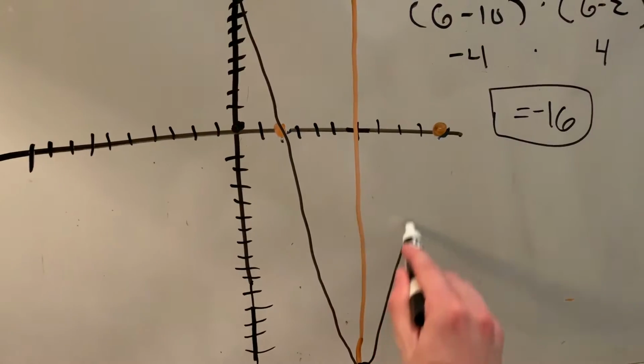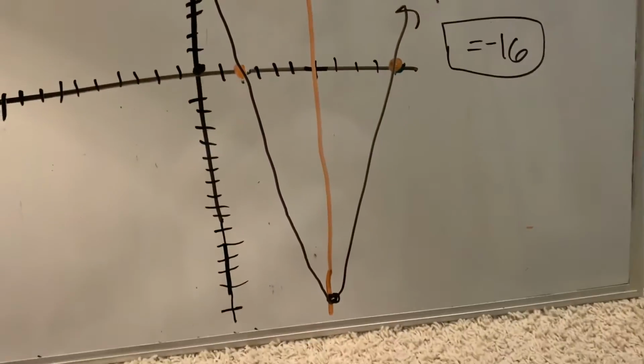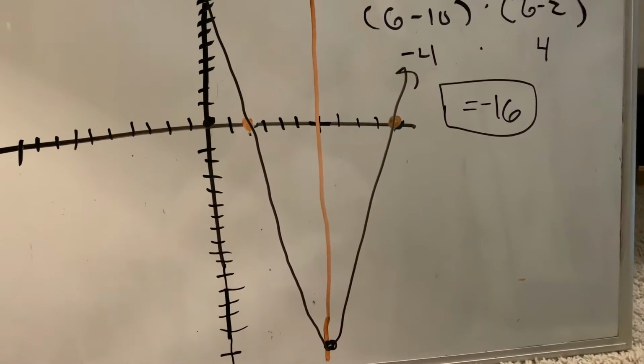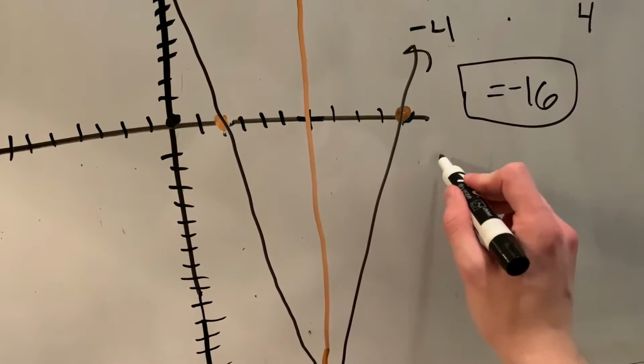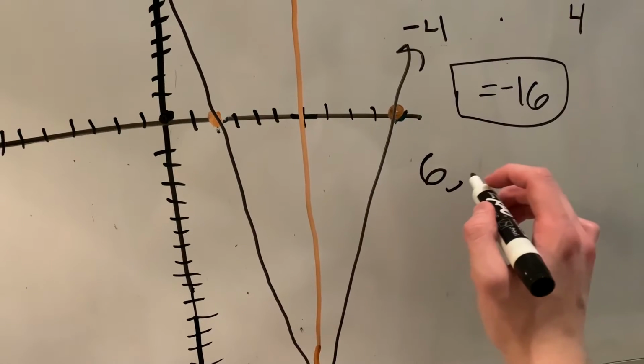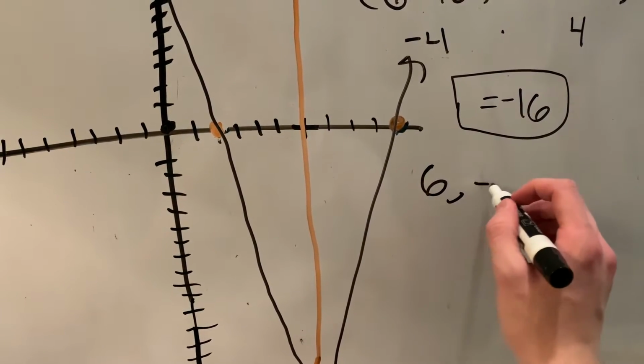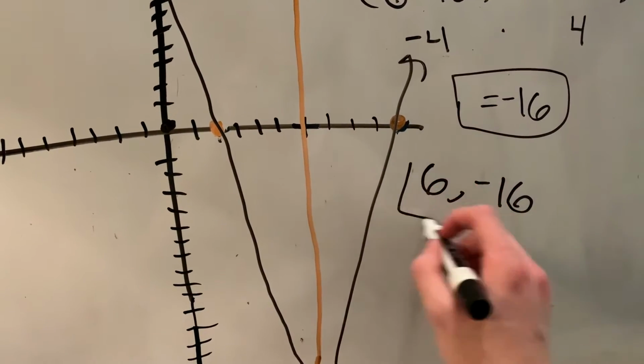All right, and then we can connect. Let's see if I can do this. Ooh, there we go. Connect and make our little parabola there. So that is our vertex, 6, negative 16.